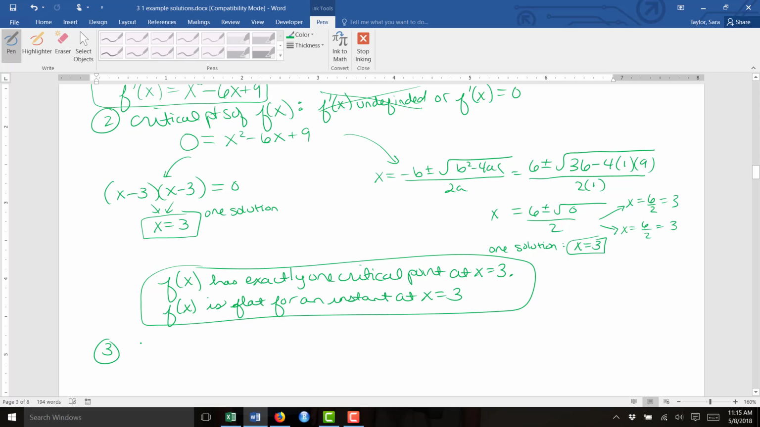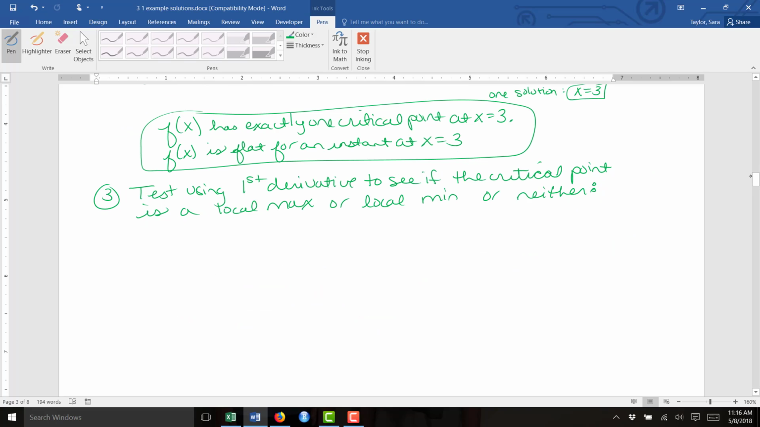So step 3, we need to test using the first derivative, because this is the first derivative test. We are testing to see if our critical points are local maximum, local minimum, or neither. In order to test, I draw a real number line to indicate the entire domain of f of x. The domain of f of x is all real numbers. I then put my critical point, there's only one, right on that number line. I'm going to make my conclusions about what's happening right at x equals 3. At x equals 3, the derivative is 0. At x equals 3, f is flat for an instant.